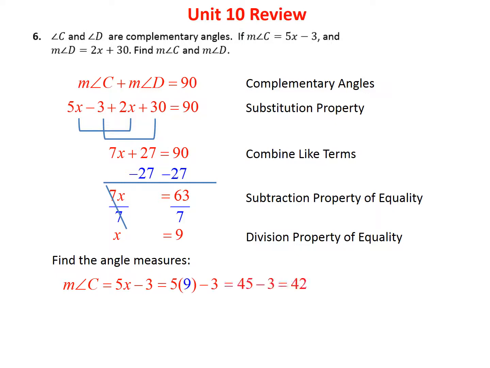5 times 9 is 45 minus 3 is 42 degrees. That's the measure of angle C. Likewise for D, the expression 2x plus 30, so we put in x equals 9. 2 times 9 is 18 plus 30 is 48. And once again, we can check to see that these angles actually add up to 90. And sure enough, 42 and 48 add up to 90, so we are correct.